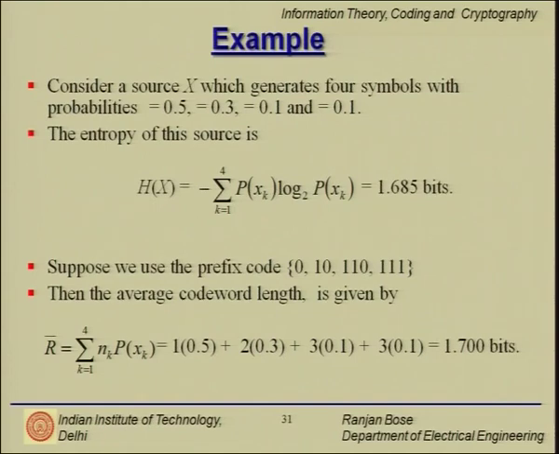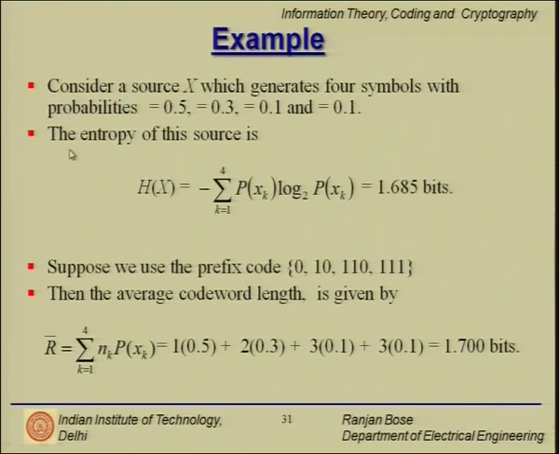So, let us look at an example. Consider a source X which only generates 4 symbols. Now, is it a practical source? Well, this is a source which generates 4 voltages, so it could be a practical system, but these symbols are not equiprobable. So, I have put P of x1 equal to 0.5, the second symbol occurs with probability 0.3, and then 0.1 and 0.1.